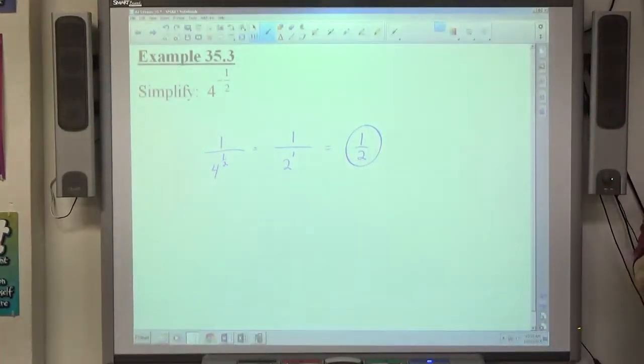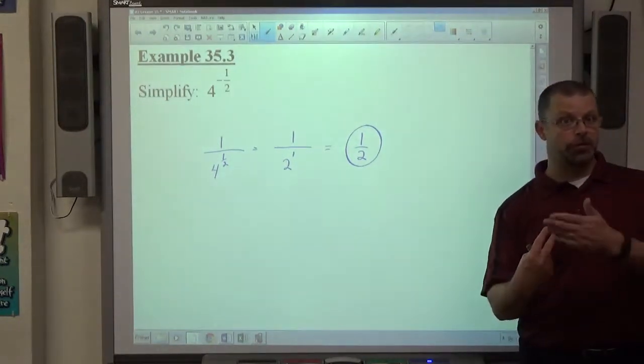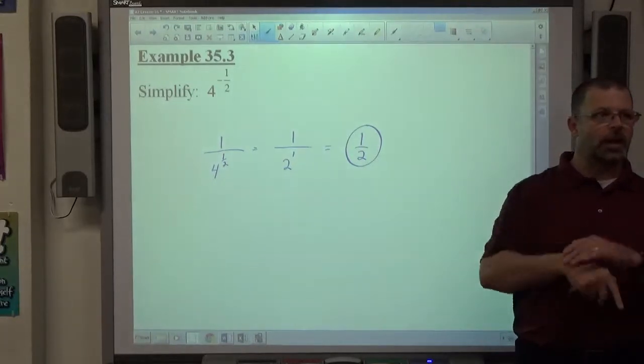So again, the negative power moved it to the bottom like it should be. The denominator 2 square rooted 4. The numerator 1 just took that to the first power.